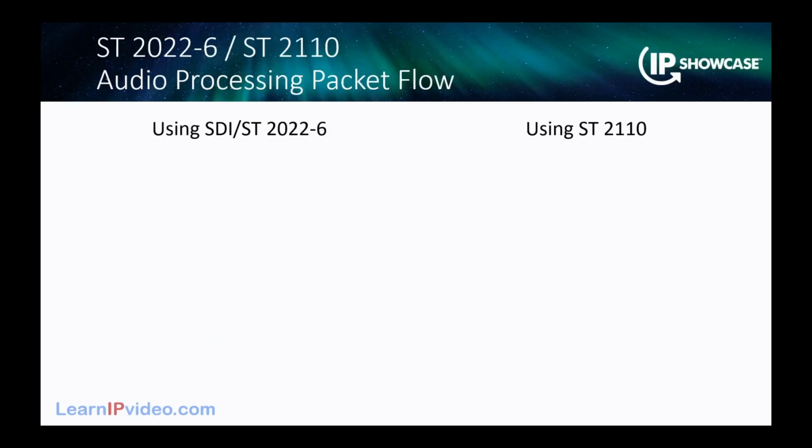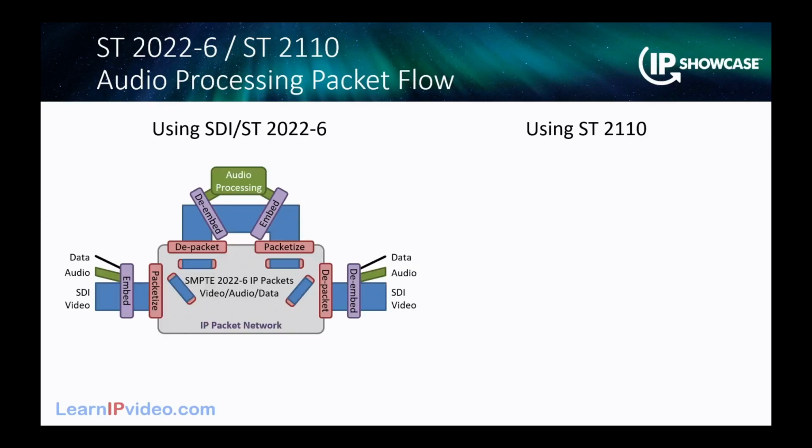So let's compare an audio processing packet flow between 2022-6 and 2110. This is how you'd process audio in a 2022-6 system. You'd take your video in, you would packetize it, you would route it through your network. At some point, you would have to depacketize it. You'd have to de-embed the audio, process the audio, then put it back inside of an SDI, repacketize it, and send it along to the end.